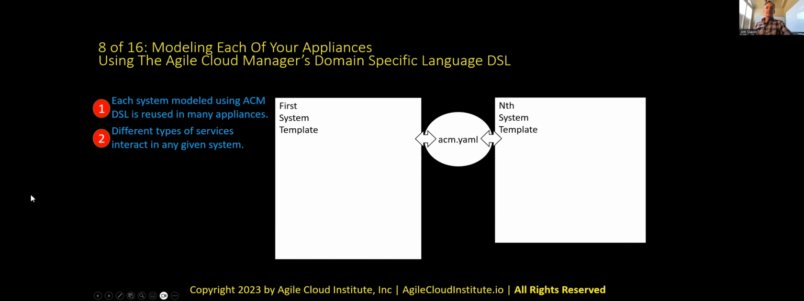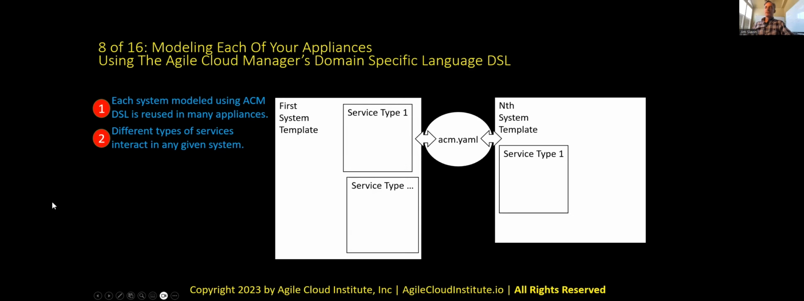Second, if you look inside each system, you can see that there are many different types of services that together are going to compose a system. So here we've got 2 examples of hypothetical system templates. One of them might have 2 different types of services that together define what the system is, and another might have 3 or even more different types of services that together interact with each other to comprise a system.